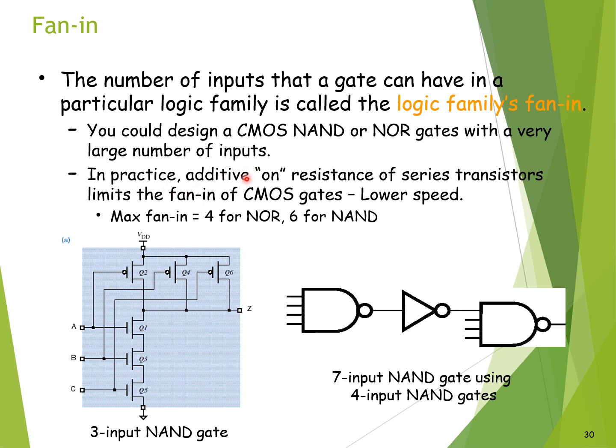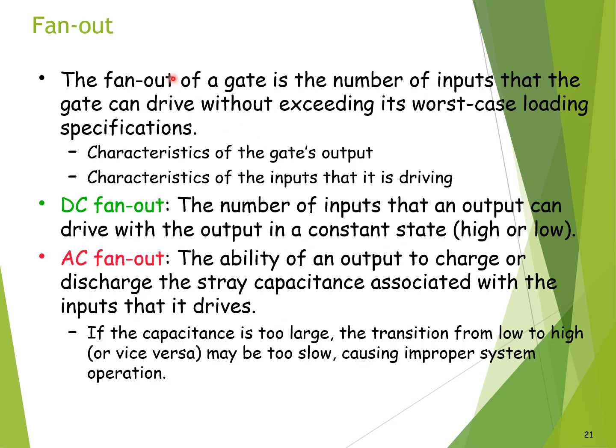In practice, normally the additive on-resistance of series transistors limits the fan-in of CMOS gates and lowers the speed. So the maximum fan-in that we are using for an OR gate is 4 and for a NAND gate is 6. Yes. So the next characteristic is fan out.